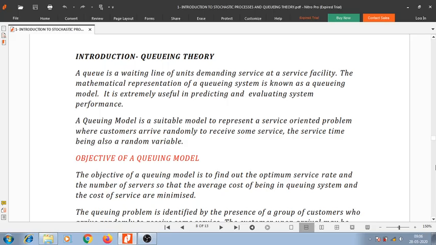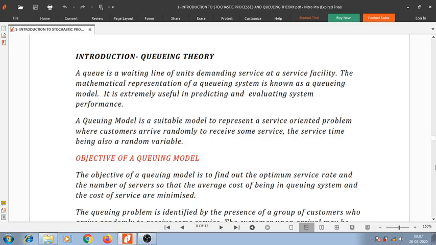Simple example. I would like to fill petrol in my two-wheeler. So what am I doing? I go to the petrol bunk. Once I enter the bunk, there will be some vehicles waiting for filling the oil. So there is a big queue.